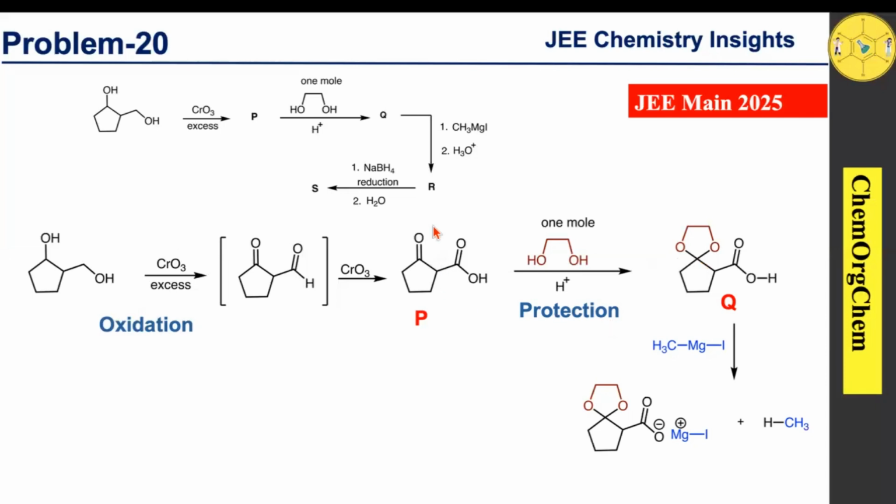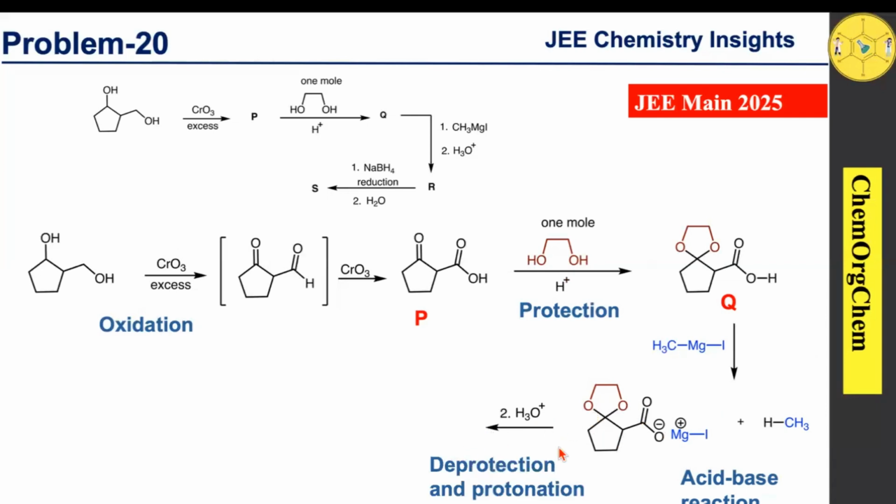Once you produce this keto functional group, so that produces the cyclic ketal. Now the cyclic ketal never participates in this Grignard reaction. So here simply an acid-base reaction only takes place. Then comes the acidic workup. This will protonate the carboxylate ion salt back to the carboxylic acid and also hydrolyze the ketal, regenerating the ketone. So here simple deprotection and protonation takes place to produce the corresponding intermediate.